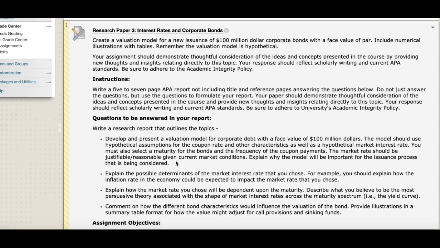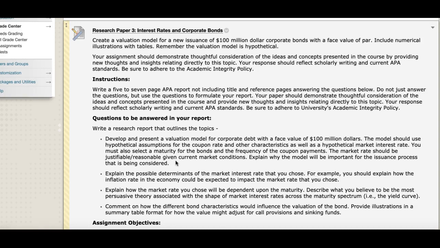The next thing is to explain the possible determinants of the market rate. So here you're going to explain the inflation rates in the economy that also impacted the market rate that you choose. Remember, you're choosing a market rate based off the market conditions. One of the last things I need you to look at is the market rate based off of the maturity.